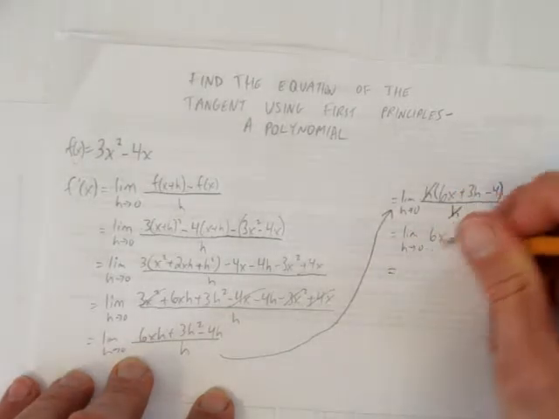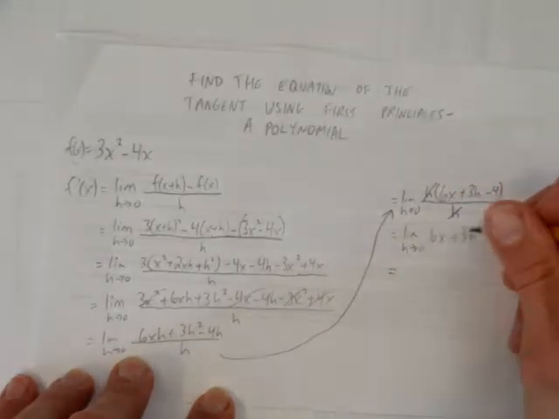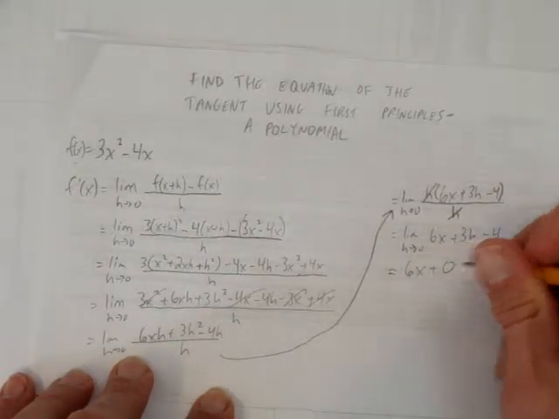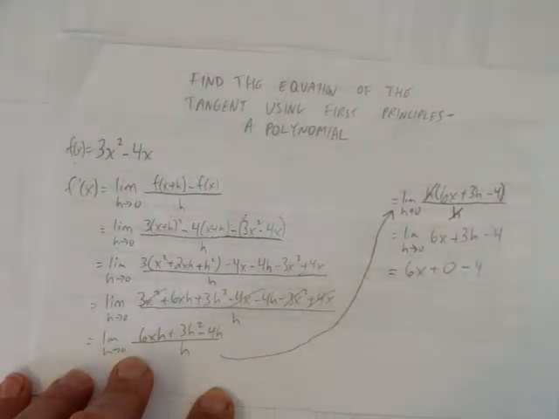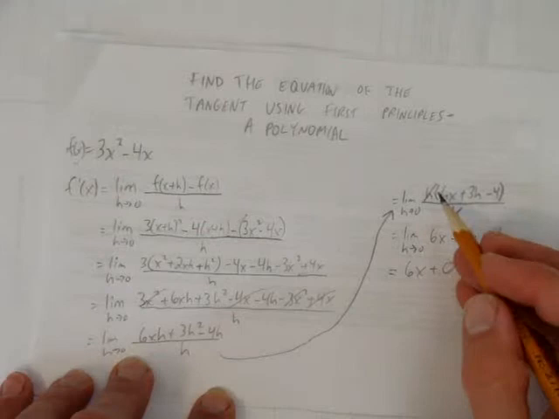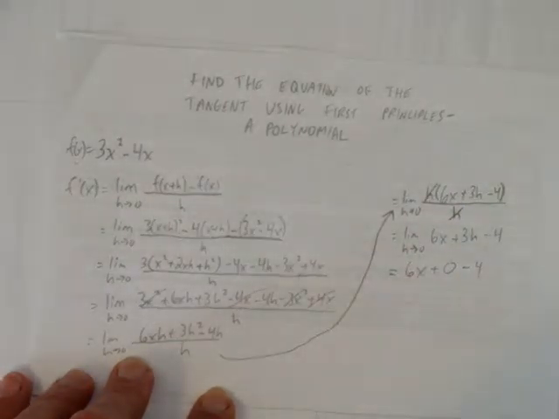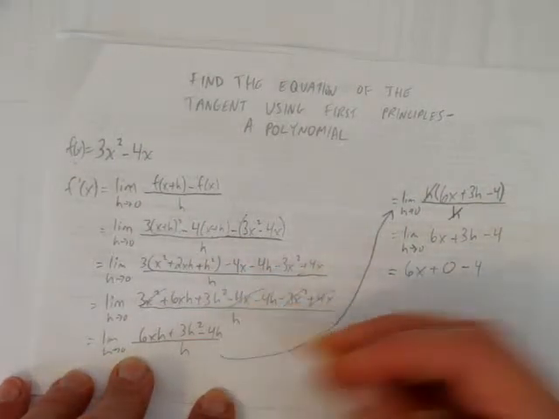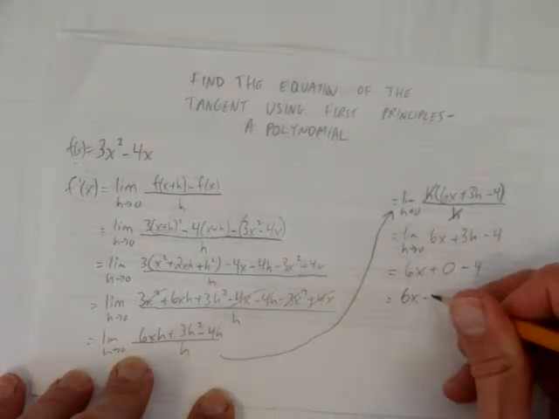And now we don't have to worry about the limit anymore. We can actually sub it in. That is, we can evaluate as h approaches 0, this term will become 0. And we get 6x plus 0 minus 4, because what's 3 times 0? Just 0. And the whole reason this worked is because we were able to cancel out this h on the bottom with an h on the top. And we did that by doing all kinds of expanding and then simplifying. And now we're down to 6x minus 4.